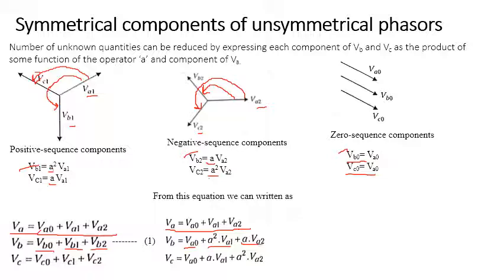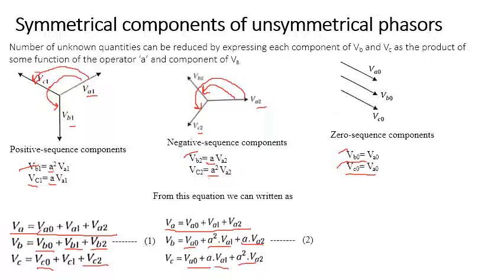Okay, A into VA2. Similarly for the VC, what is the VC naught? VC naught is same as the VA naught. Next term is VC1. It is A into VA1. VC2 is nothing but A square VA2. So this is what.